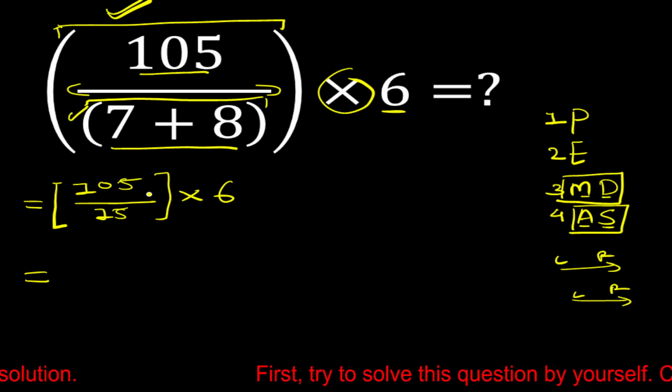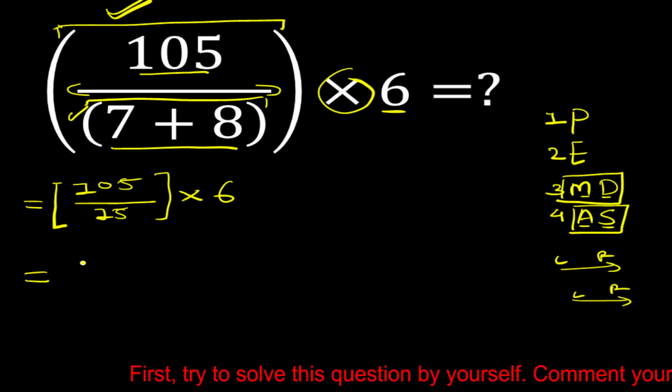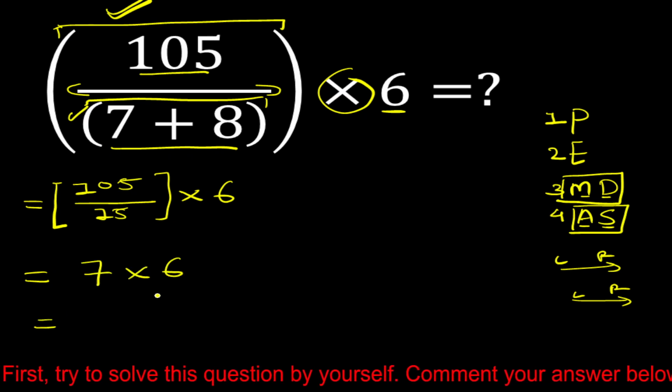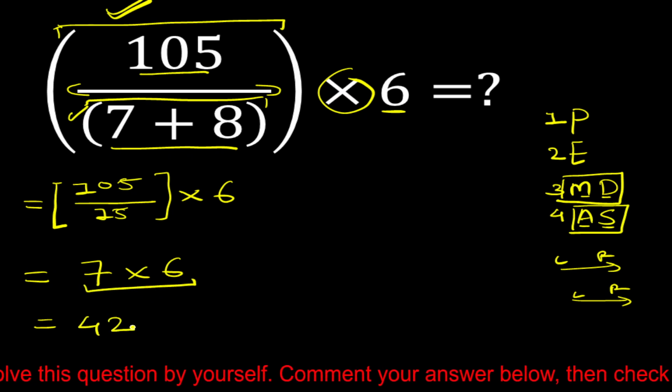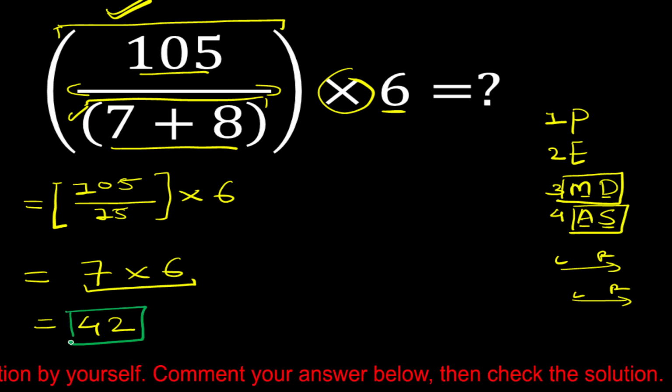Now in this parenthesis, 105 divided by 15 is equal to 7 multiply 6. So now 7 multiply 6 is equal to 42. So the correct answer is 42.